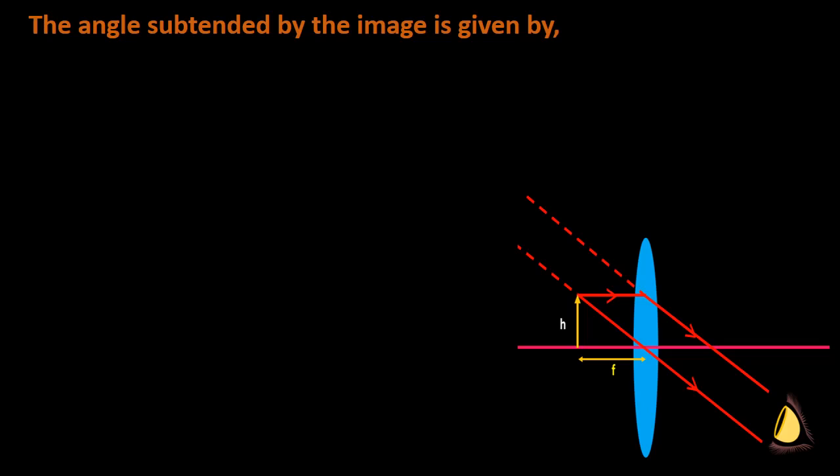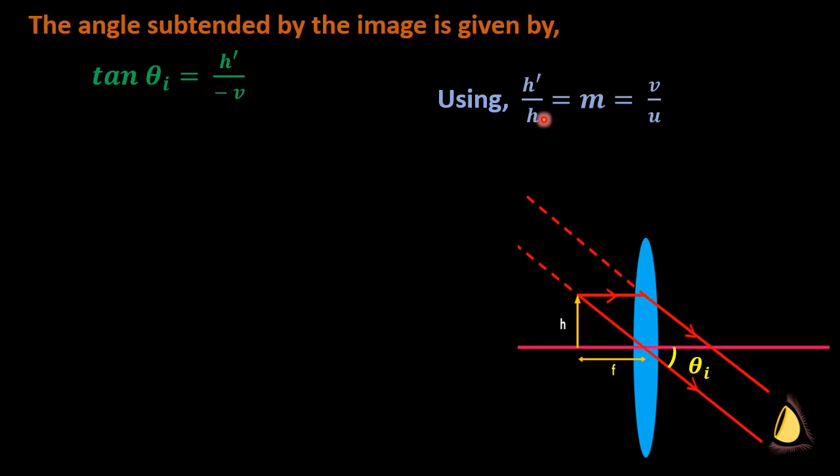Now let us find the angle subtended by an image at the eye. In this figure, theta I represents the angle subtended by the image at the eye. That is given by tan theta I equals height of image divided by object distance. Now we already know the formula for magnification, h dash by h equals m, which is also equal to v by u. So we use this relation here. h dash by v will be h by u, and there is a minus sign in the denominator, which can be rewritten as h by minus u.